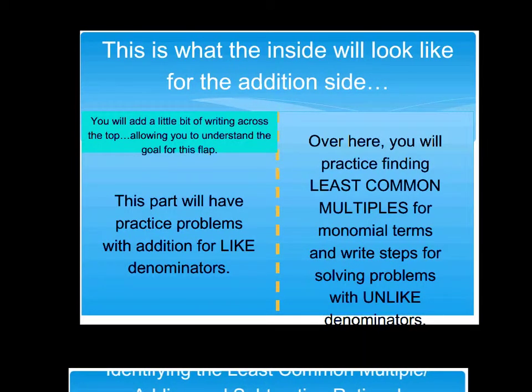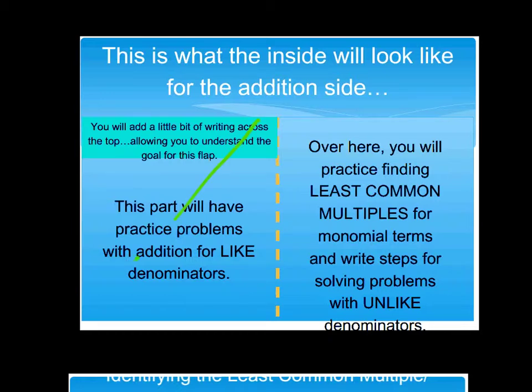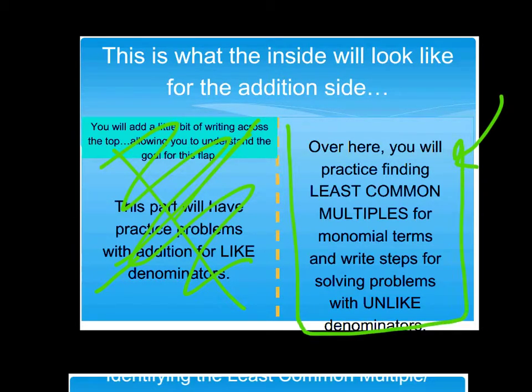If you are keeping up with your foldable, which I hope you have been doing, look on the addition side of things. This flap right here has already been taken care of. You should have that already filled out, so ignore it. We're now going to be focused on the base, and there are going to be a lot of practice problems to pay attention to for least common multiples. You're going to be writing out steps for solving unlike denominators on the subtraction side of your page.